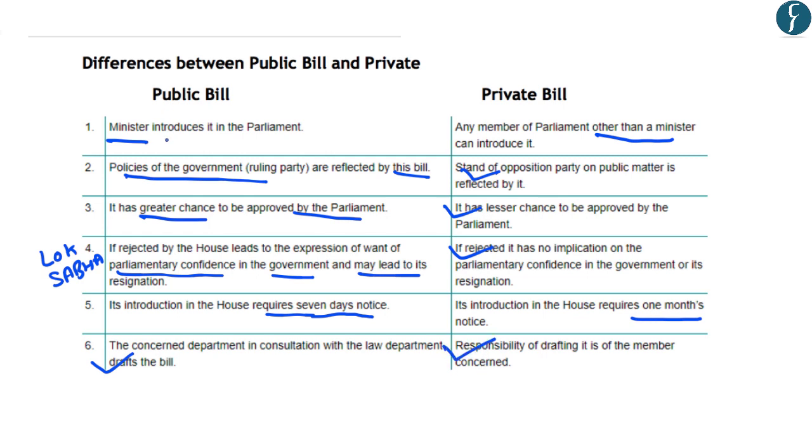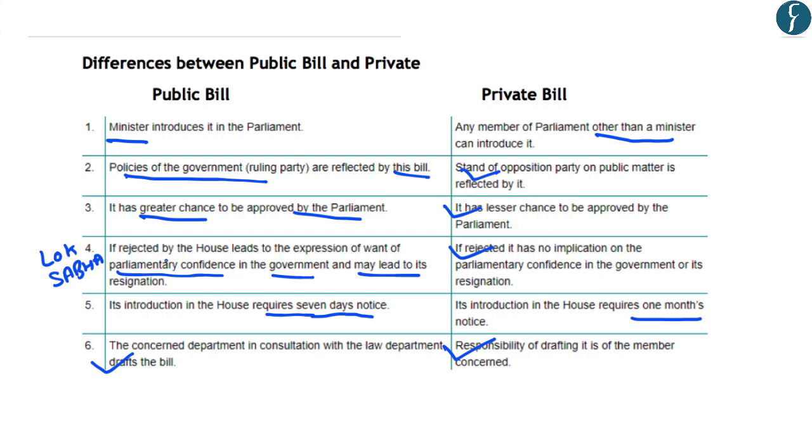So the key differences are that the public bill is introduced by a minister. However, a private bill is introduced by any other member of the parliament other than the minister. Secondly, the public bill represents the policies of the government, while the private bill generally represents the policy of the opposition or the stand of the opposition on public matters. Thirdly, the public bill has a greater chance of getting approved in the parliament, while a private member bill has a lesser chance of being approved in the parliament.